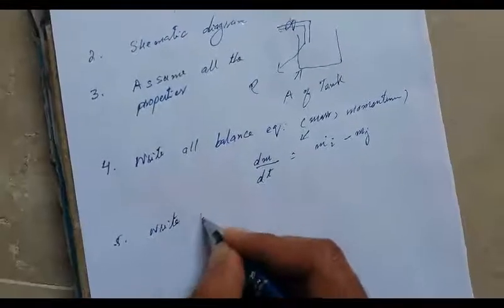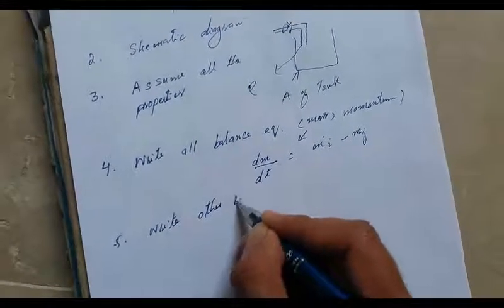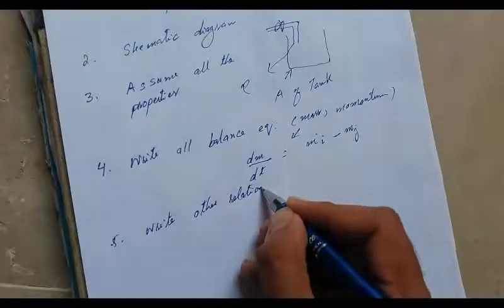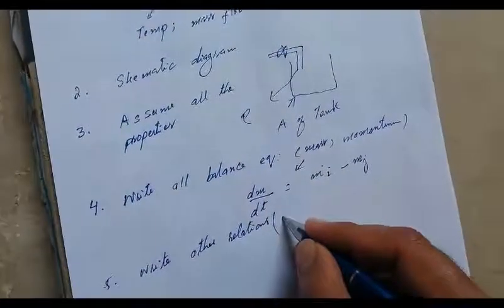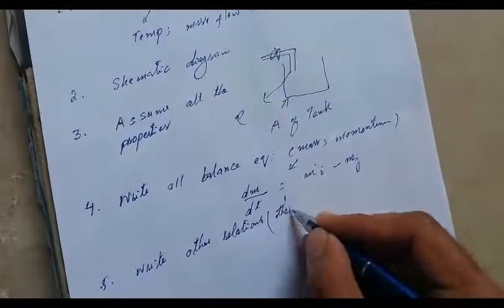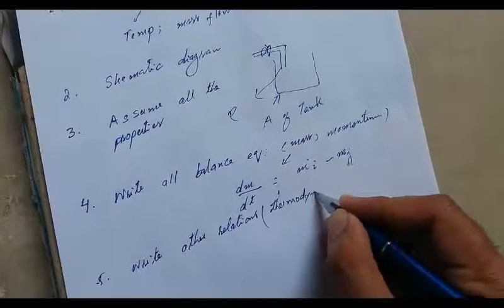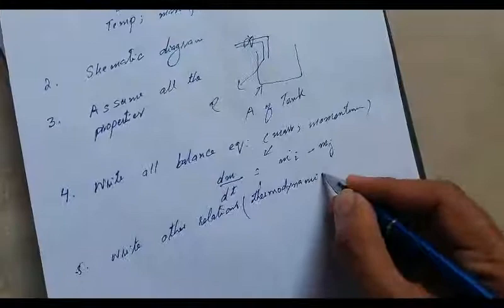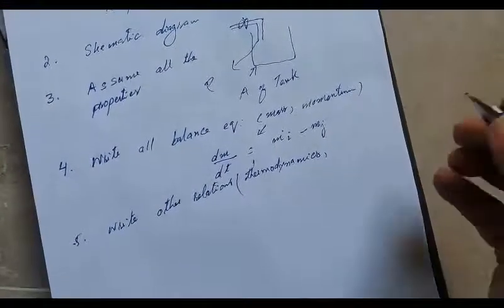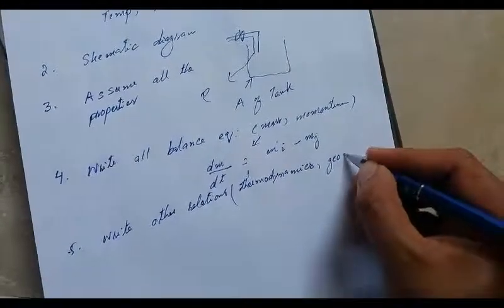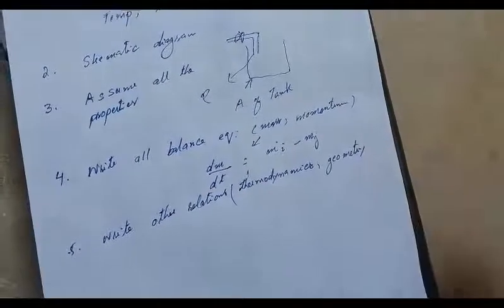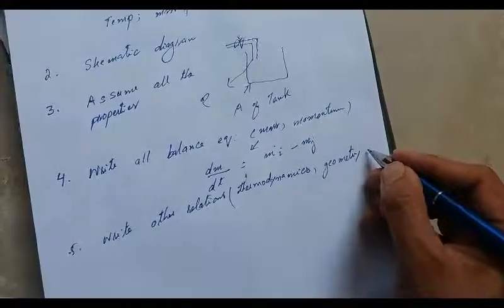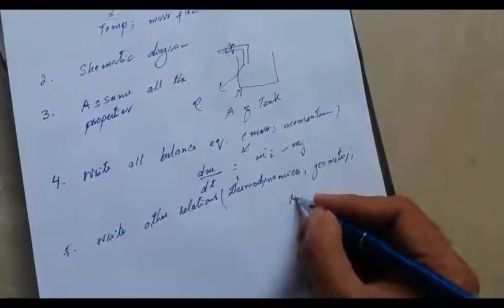The fifth step is to write other relations. Other relations may be thermodynamics, or there may be geometry, reactions.